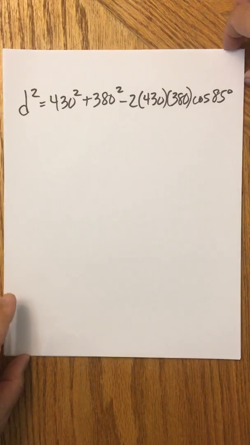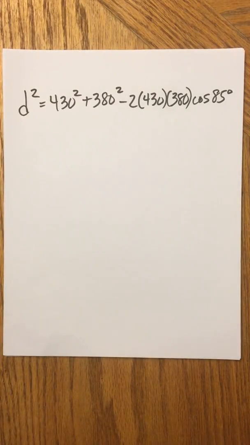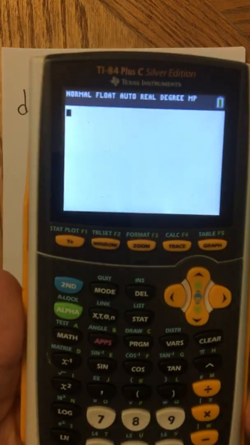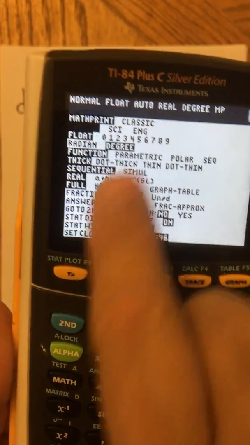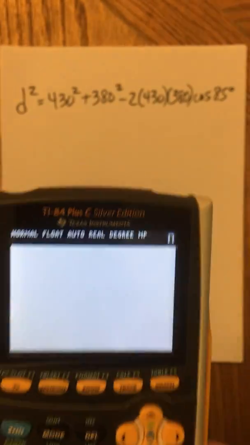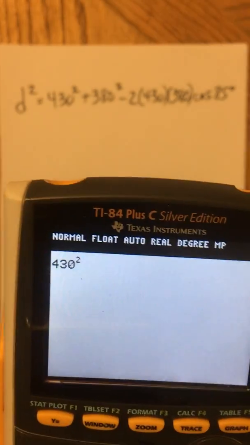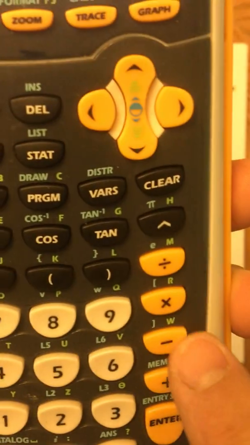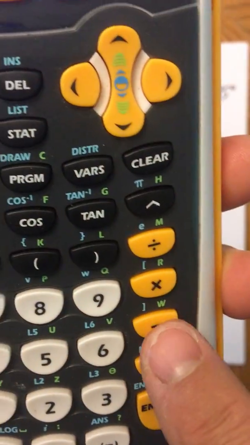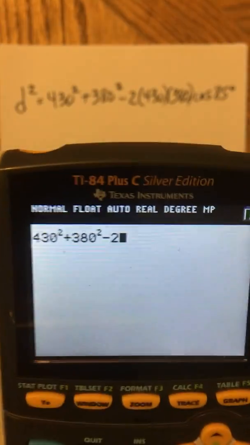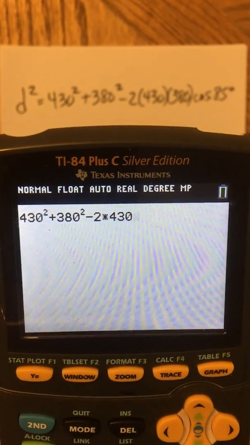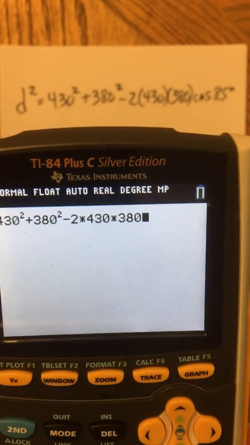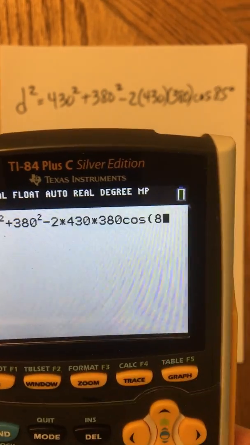So there you go. Now, I usually put all this in my calculator at once. I tend to make fewer mistakes when I do that. So I'll show you what I do. The first thing I do is make sure I'm in degree mode. Okay. And then I'll put in 430 squared plus 380 squared minus, now it's this minus sign. This is not the negative of a number, it's a subtraction operation. So minus 2 times 430 times 380, and then the cosine of 85 degrees.